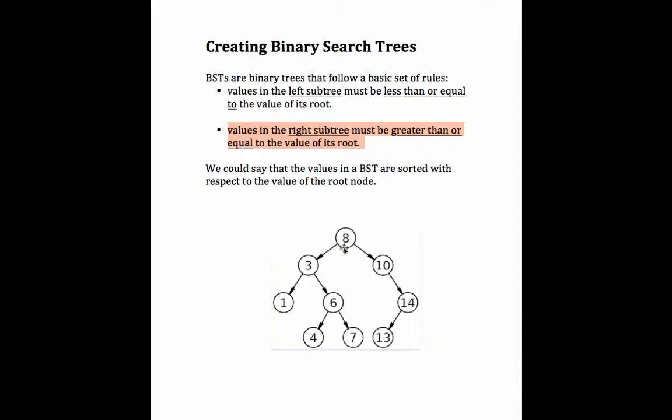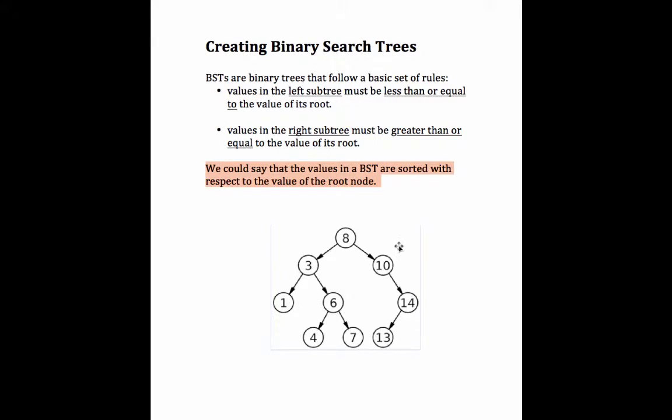Any node that we pick, we can create a subtree and apply this rule recursively. For example, if I take this subtree with the nodes 6, 4, and 7, the root is 6. Any value on the right subtree is greater than 6, and any value on the left subtree is less than 6. If I pick this node as the root, then any value to the right of 10 is greater than or equal to 10, and we see that there are no values on the left subtree.